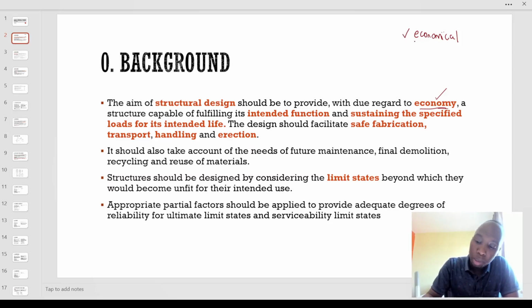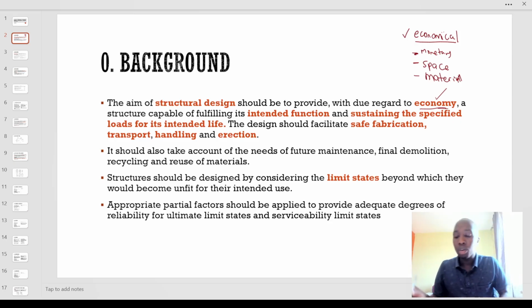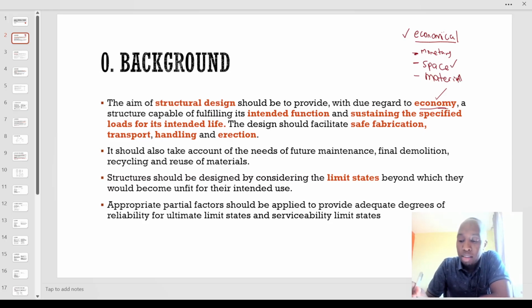And when we talk of economy, we are not only talking about economy of money, we are also talking about economy of space. You don't want to have something that is consuming much space, yet you can have something that is consuming less. We also want to consider economy of weight, and economy of material.